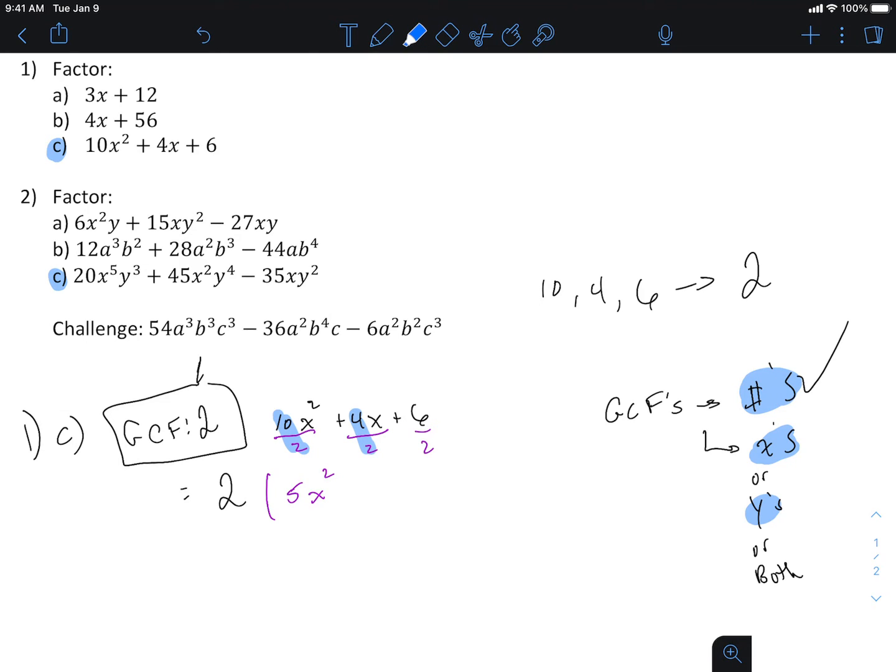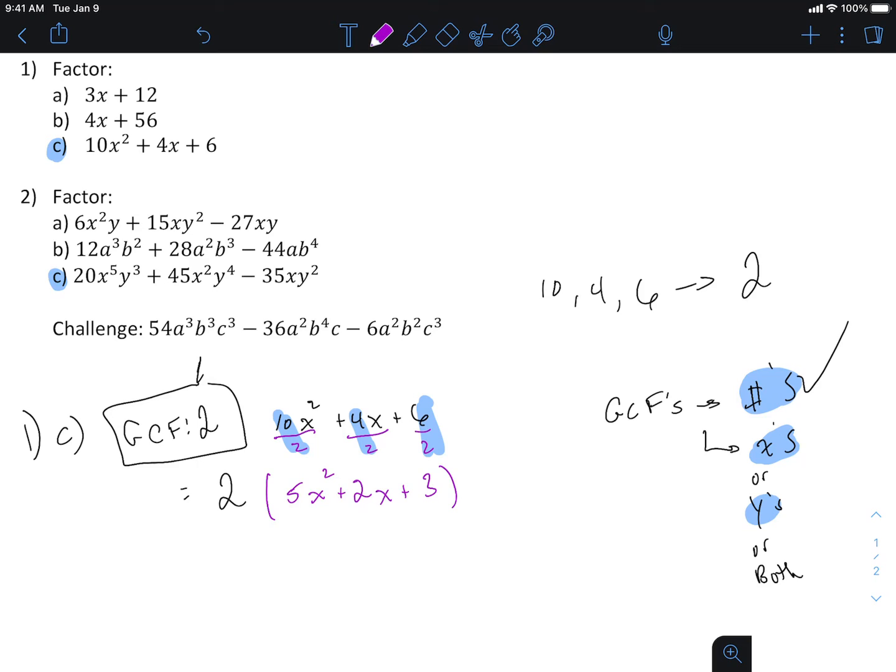4 divided by 2 is 2. No, x's cancel, x. Plus 6 divided by 2, 3. Done. That's all I want you to do. You've removed this factor of 2 from all 3 of these terms. That's what we mean by common factoring.